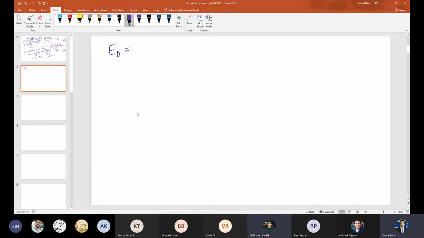C omega square x. No, forget about C. Just convert it to zeta. Okay, tell me C, I will do it. C omega X square, pi. I can write C equal to 2m zeta omega n, into omega, X square. Am I right?